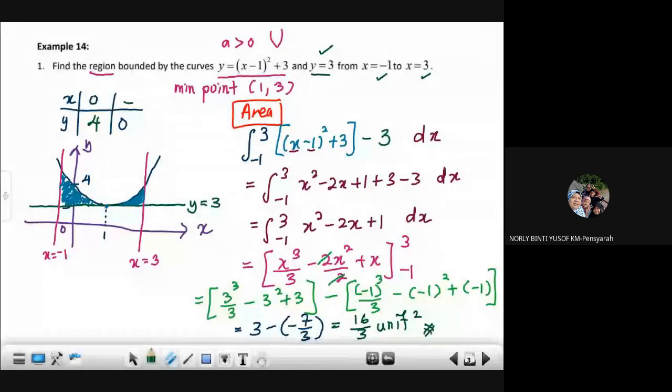So kalau you tekan one line green colour tu pun you akan dapat 16 over 3 by using scientific calculator. So that is your area between curve and line bounded by x axis. Okay, so that is first example. Kita tengok lagi another example, for the second example dulu.